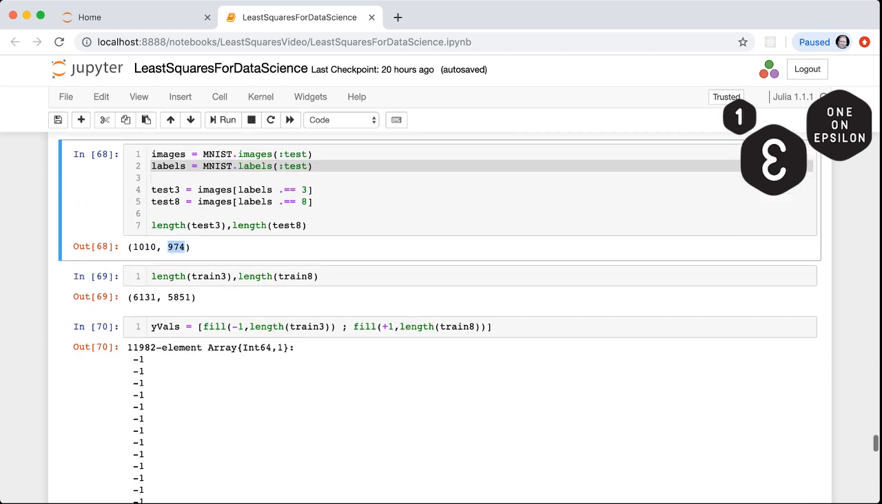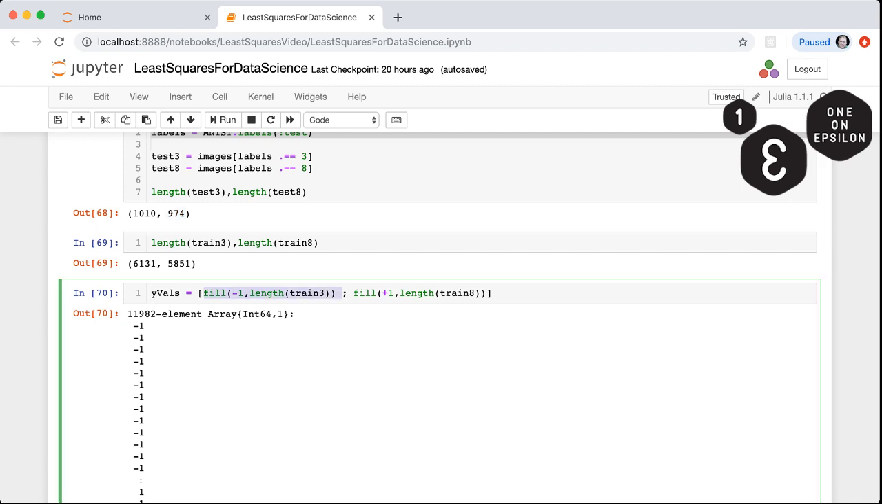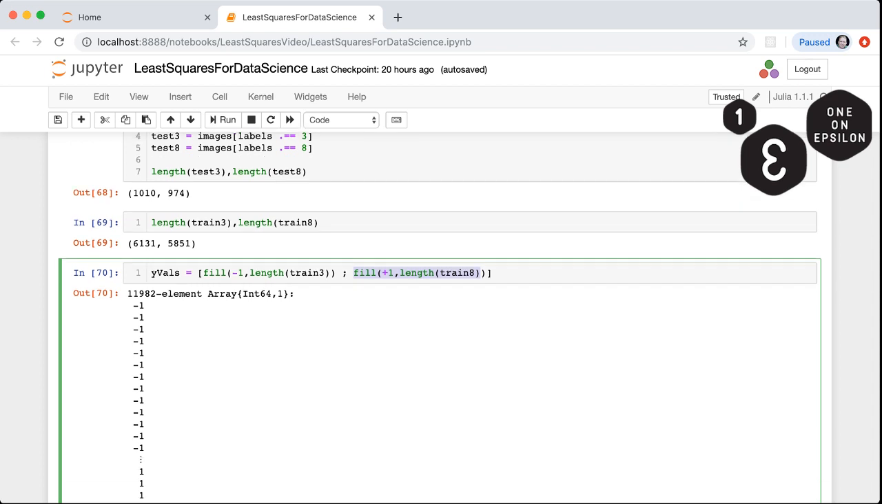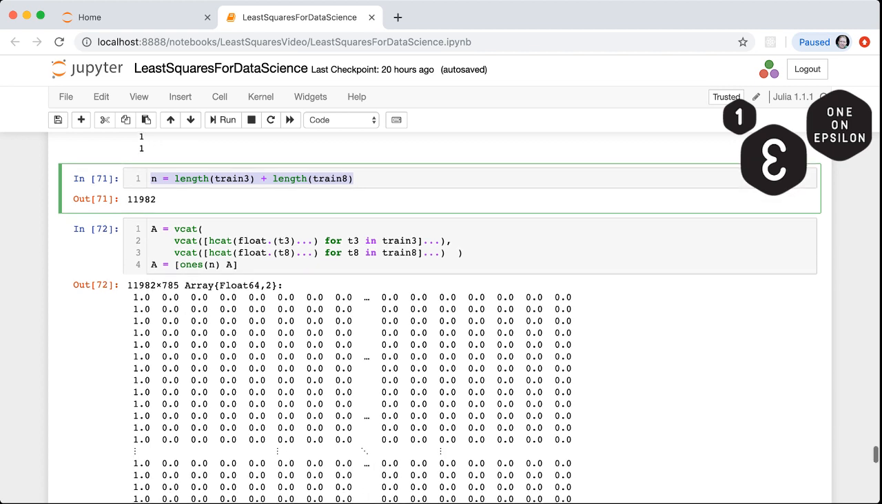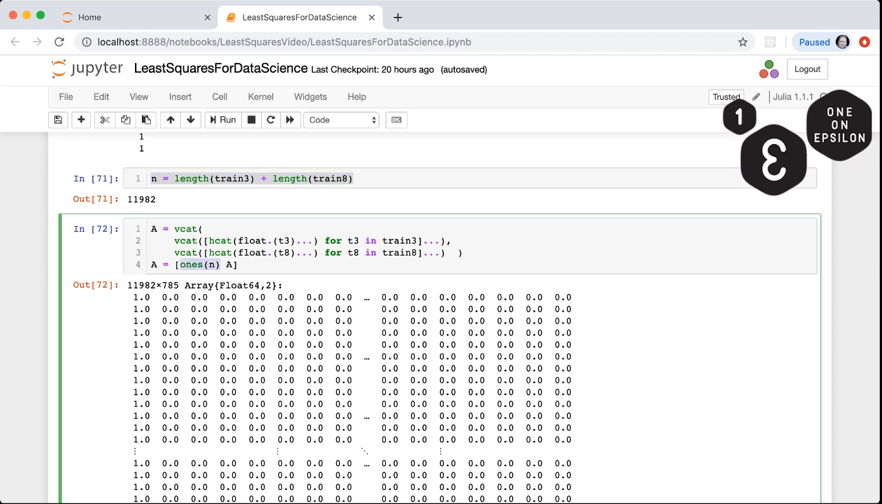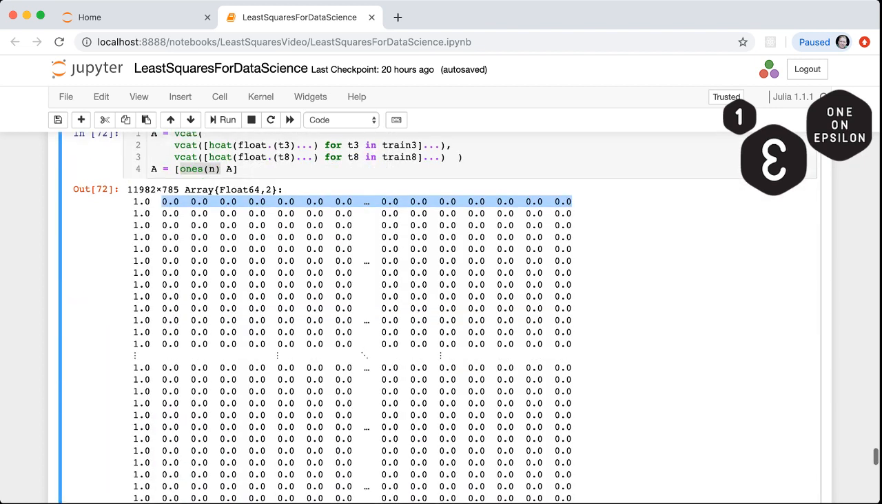Now what we're going to do for the y is put negative 1 for the 3s and positive 1 for the 8s. All right. So in total we have this number of data points, and now we're creating our A matrix. The first column is going to be 1s, and that's for the beta 0 term, and then we have 784 pixels, which is the 28 by 28 size of each image. So we splice it over 784 pixels. So this is our data matrix.